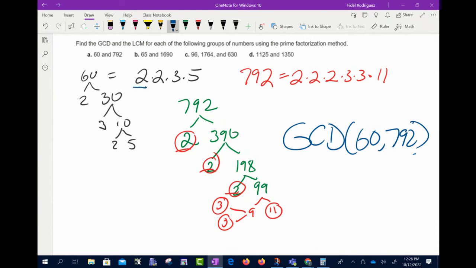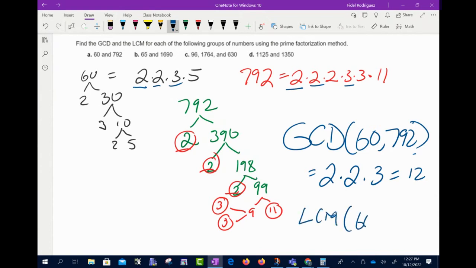So I'm going to start matching my numbers up. So far I got a 2, I got another 2, and we got a 3. So 2 times 2 is 4, times 3 is going to give me 12. Okay. Now, if I want to find my least common multiple between those two numbers, I'm going to take that number 12 that we already used, and I'm going to say, okay, what else do I still have left over?